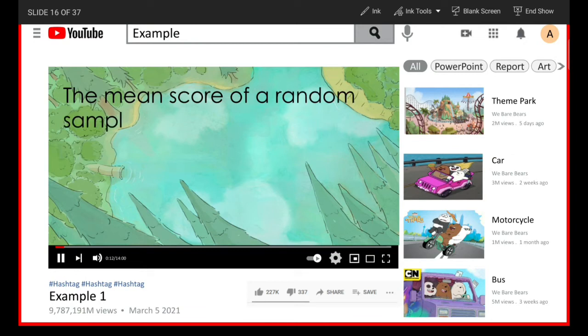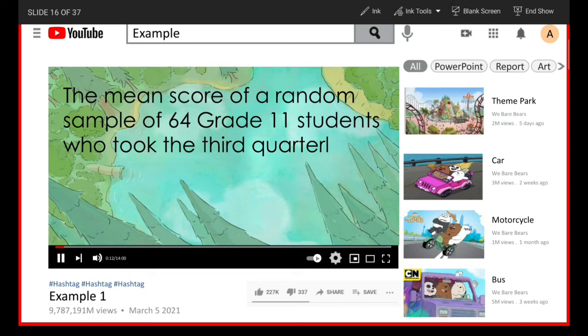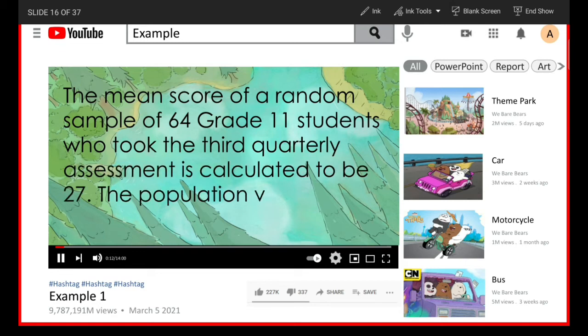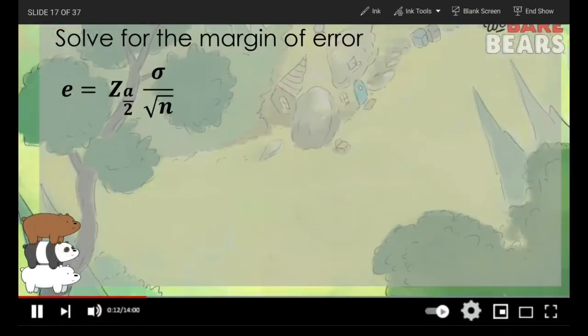Now, let us have an example. The mean score of a random sample of 64 grade 11 students who took the third quarterly assessment is calculated to be 27. The population variance is known to be 0.09. Let us solve for the margin of error. So again, we will use the formula for the margin of error. That is E is equal to the product of the z value sub alpha over 2 and standard deviation over the square root of the sample size.